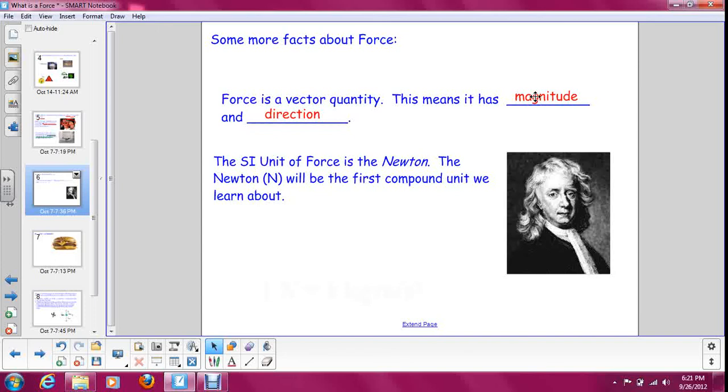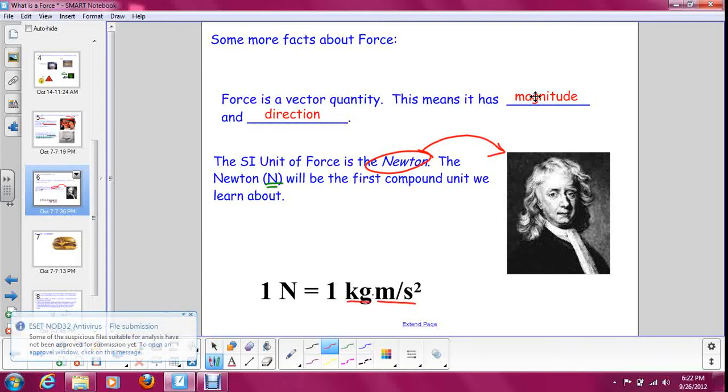The unit of force that we use is the Newton, and it's based on this guy, Sir Isaac Newton, arguably one of the most important physicists that we've had. And the Newton, which is abbreviated with a single capital N, not lowercase n, capital N, will be the first compound unit we learn about. And a compound unit is one unit that's actually made up of two other units. So 1 Newton is equal to a kilogram times a meter per second squared.